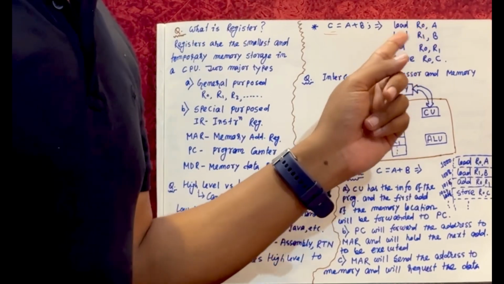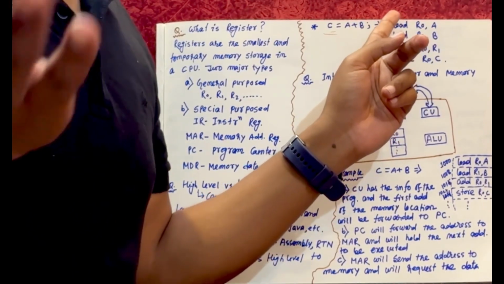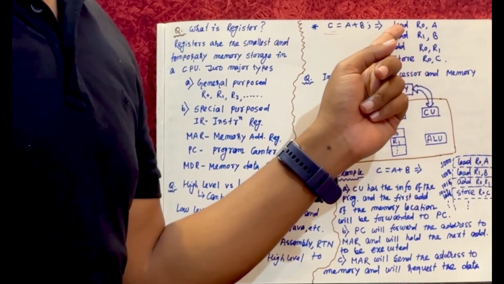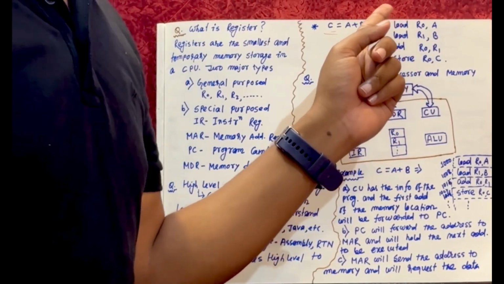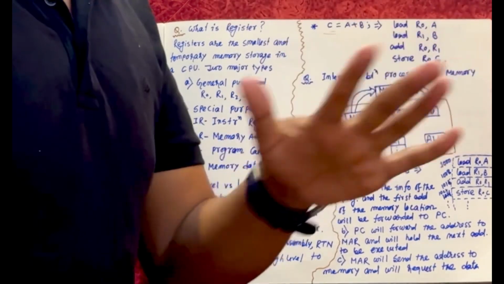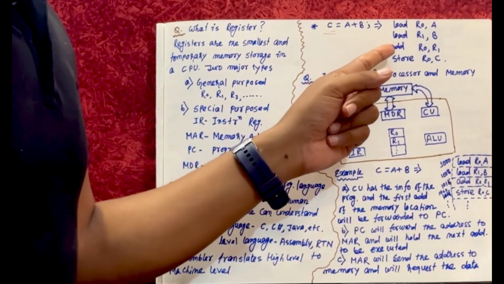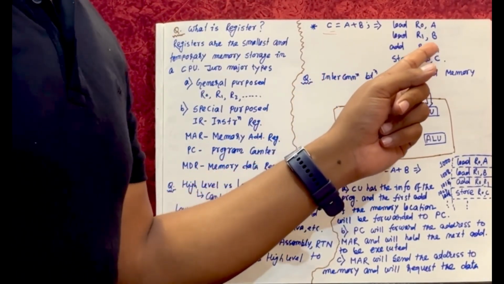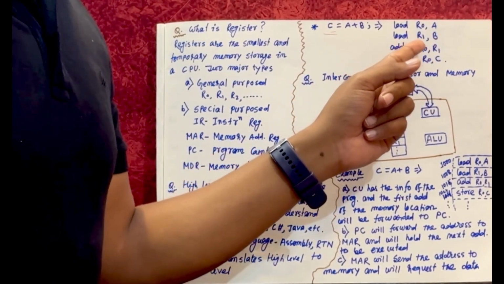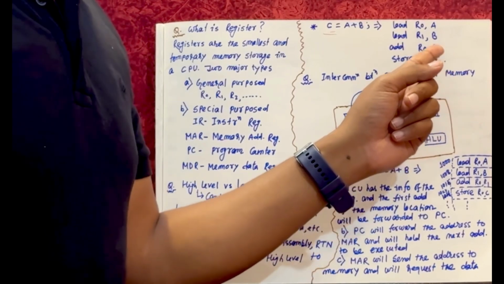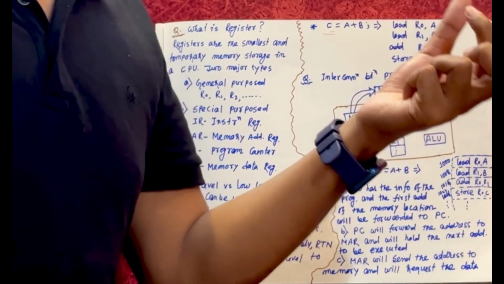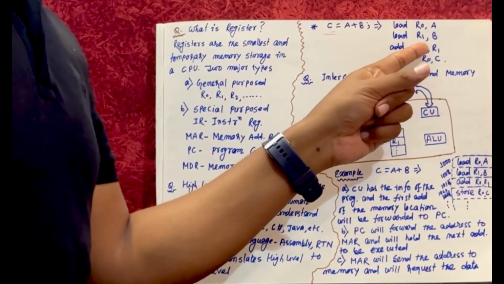Is that fine? Similarly, I need B also. For B also, maybe you have entered some value. So that value will be copied to R1. What is R1? R1 is one more general purpose register inside the CPU. Next, what do I need to do? I need to add A plus B, right? So for that, the instruction is add R0, R1. So what does it mean? This is nothing but R0 equals R0 plus R1. It means whatever is inside R0 and whatever is in R1, we have to add both, and finally we will store the result in R0 again.